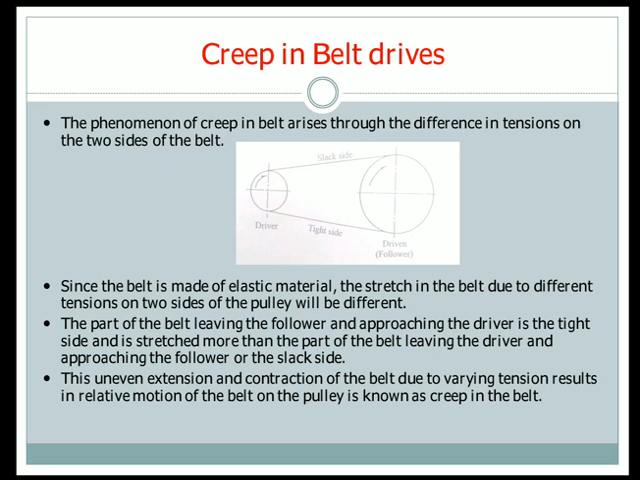Since the belt is made up of elastic material, the stretch in the belt due to different tensions on two sides of the pulley will be different. The part of the belt leaving the follower and approaching the driver is the tight side and is stretched more, and the part of the belt leaving the driver and approaching the follower is the slack side. This uneven extension and contraction of the belt due to varying tension results in relative motion of the belt on the pulley, and it is known as creep in the belts.